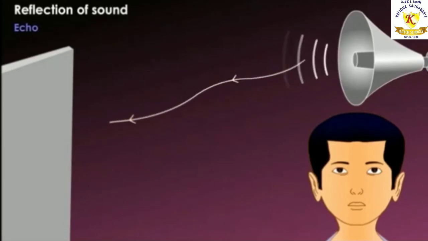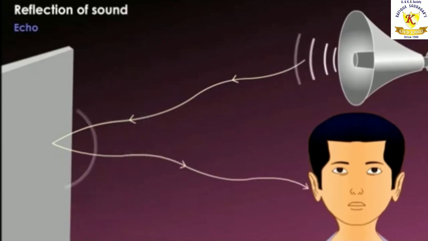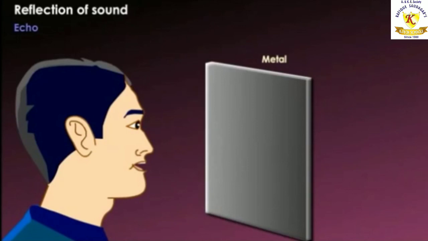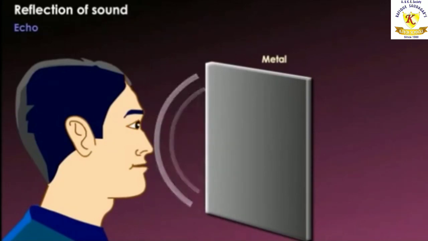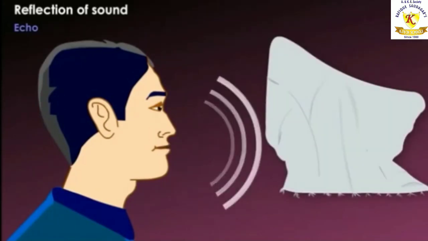Now children, the sound heard after the reflection is called echo. We have just learnt this. So metal surfaces are good reflectors of sound. But cloth, cork, thermocol and porous materials are bad reflectors. These materials absorb sound. Okay? So these are the bad reflectors of sound.